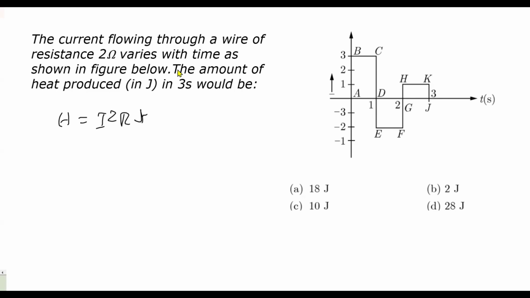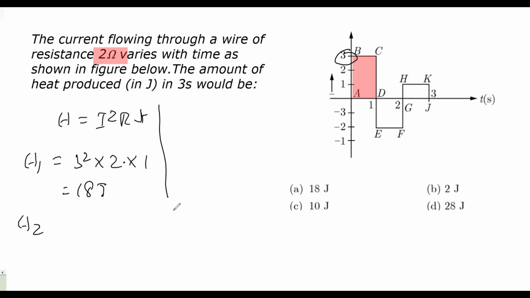Now check for the first 1 second. If I show you the first 1 second, in the first 1 second, we can see that the current is 3 ampere, and time is 1 second. But the resistance will be the same, 2 ohm. So if I find out the heat produced, say H1 in the first case, that is in 1 second, I square, I is how much? As I said, it is 3 ampere. So it's 3 square into resistance, which is mentioned as 2 ohm, and the time is 1 second. So 3 square is 9 into 2, 18. That is 18 joule of heat is produced in the first second.